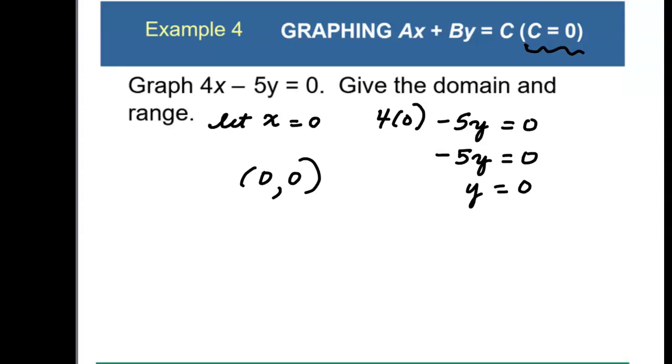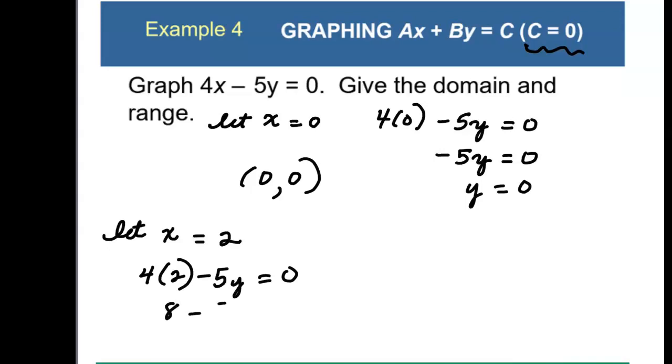You can choose any value for x or y, and then solve for the other. So here, I'm going to let x be 2. So 4 times 2 minus 5y is 0. 8 minus 5y is 0. Subtract 8 to the right. Okay. Divide both sides by negative 5. That means that y is 8/5.